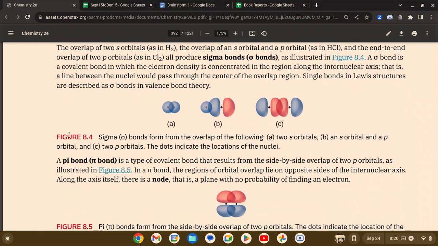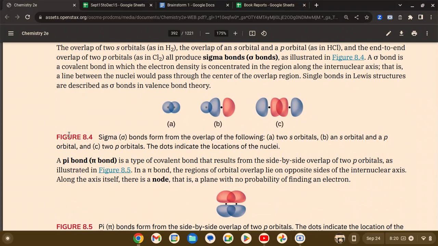The overlap of two s orbitals, the overlap of an s orbital and a p orbital, and the end-to-end overlap of two p orbitals all produce sigma bonds, as illustrated in Figure 8.4. A sigma bond is a covalent bond in which the electron density is concentrated in the region along the internuclear axis. That is, a line between the nuclei would pass through the center of the overlap region. Single bonds in Lewis structures are described as sigma bonds in valence bond theory.